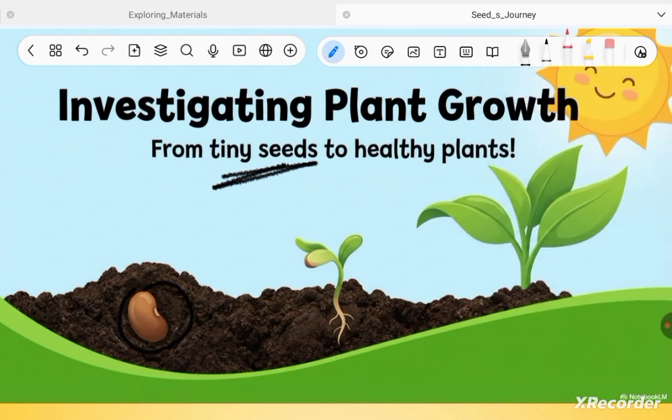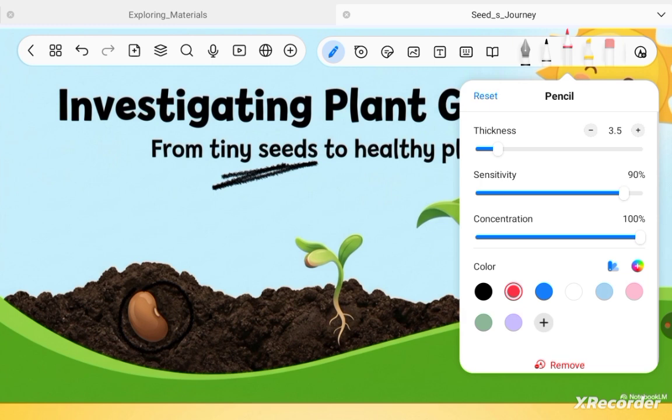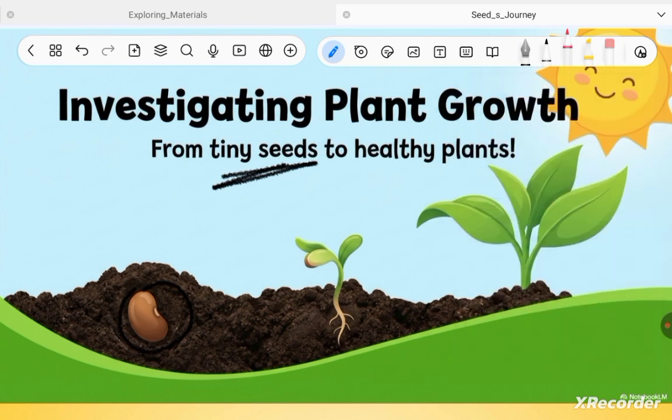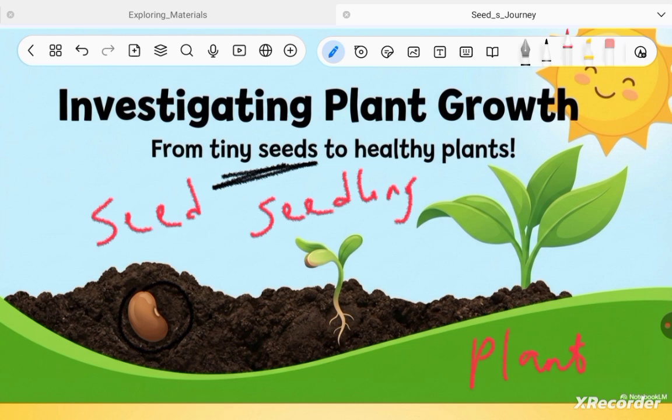Plants come from tiny seeds that grow in the soil, and they grow into a seedling and then a plant. So it starts from a seed, then a seedling, then it grows into a plant. That's the cycle. So from a seed it grows into a seedling and then it grows into a plant.